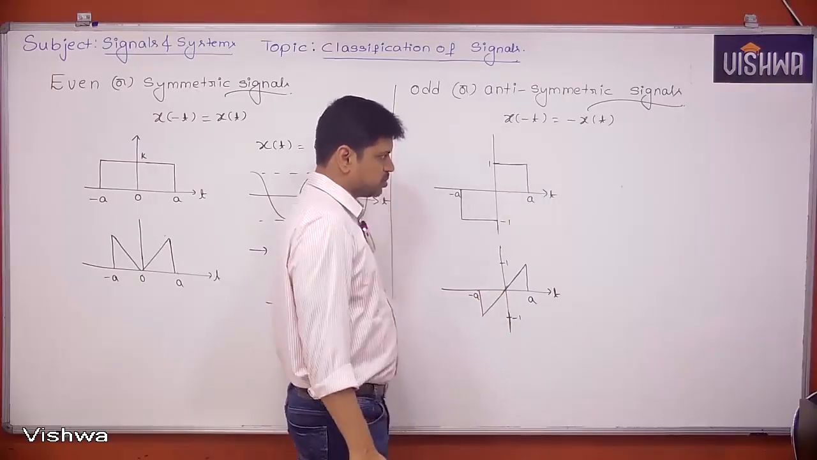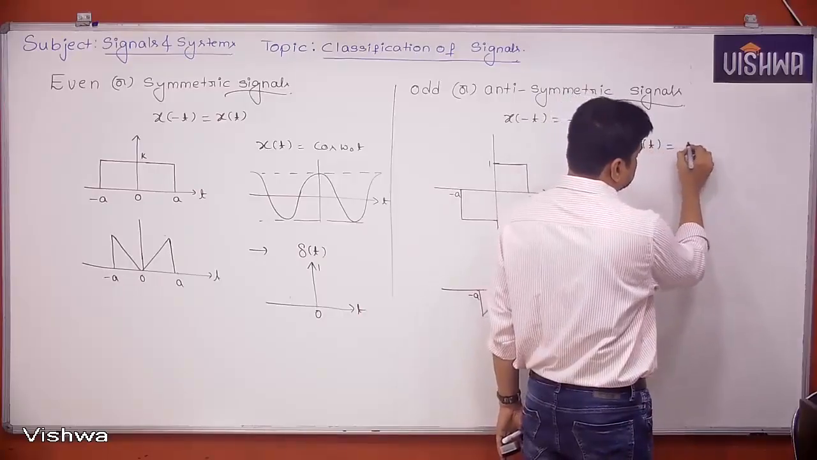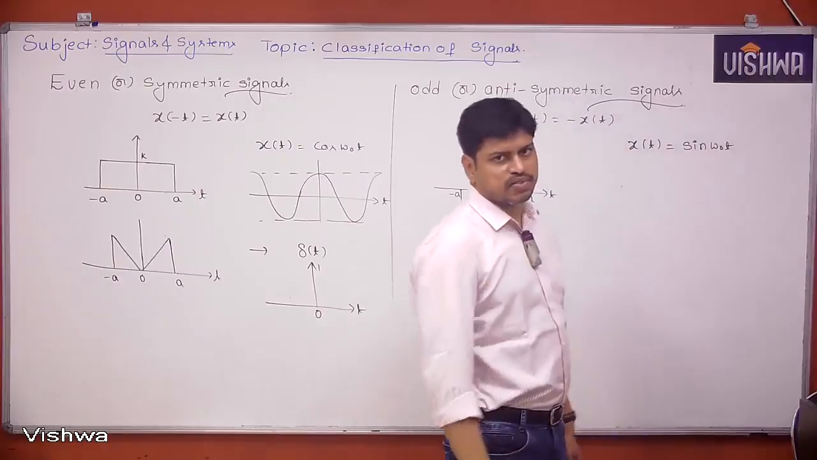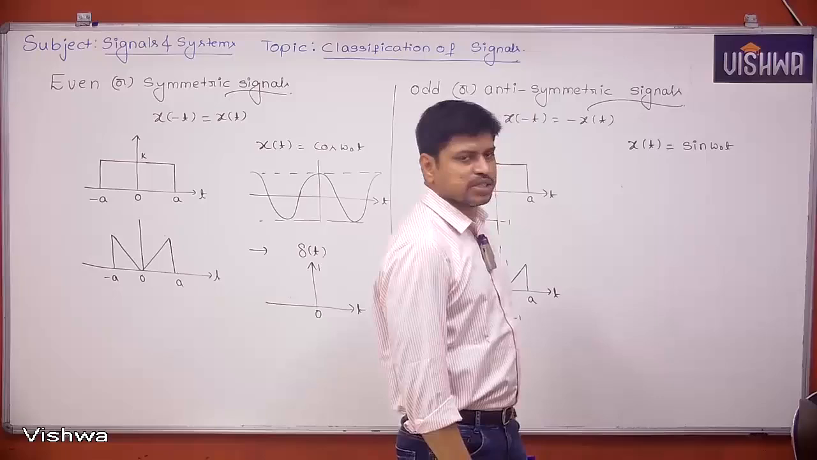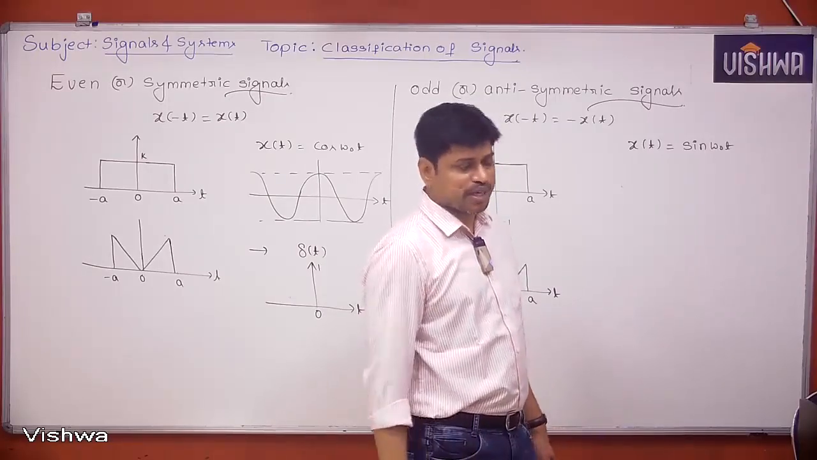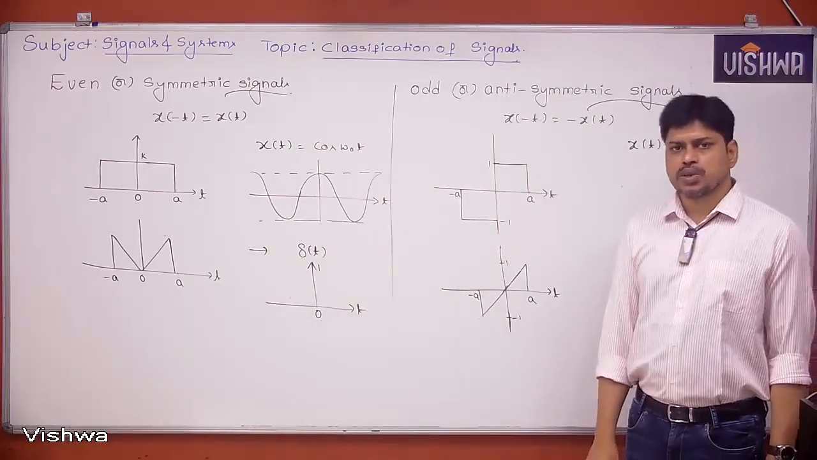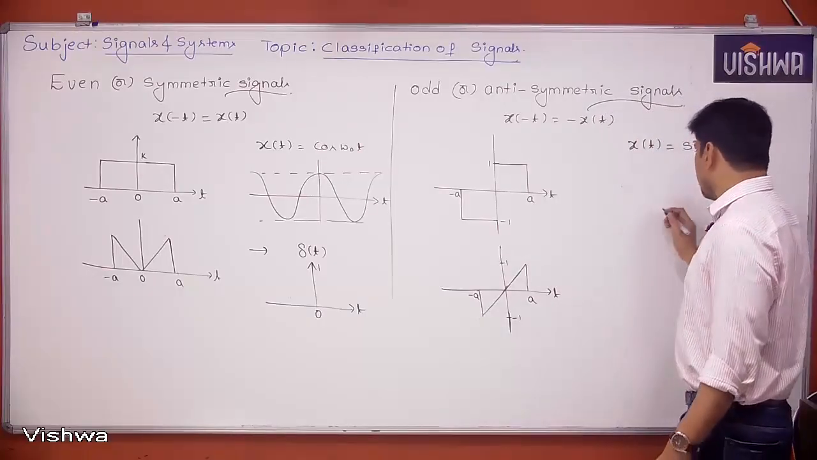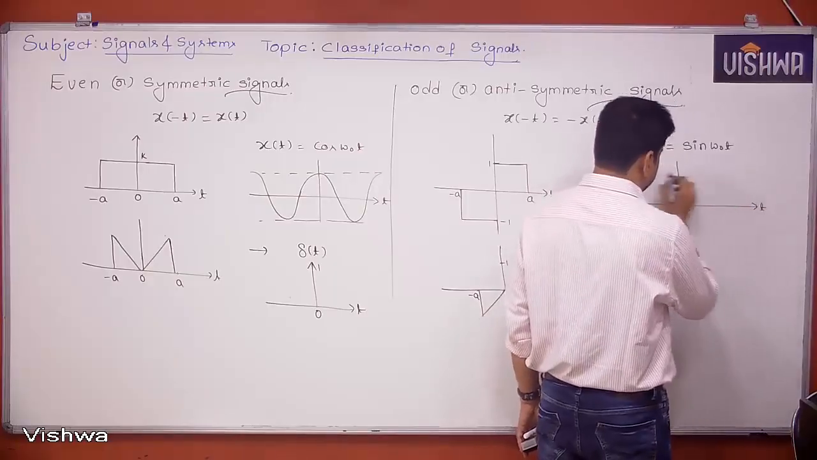Okay. Next, what if I take x of t is equal to sine omega naught t? That means if you replace t with minus t, that is sine minus omega naught t, which is nothing but minus sine omega naught t. We know this: sine minus theta is equal to minus sine theta. That means if you replace t with minus t, you are going to get the negative. Or directly you can see from the graph also, the waveform is going to say the same thing.